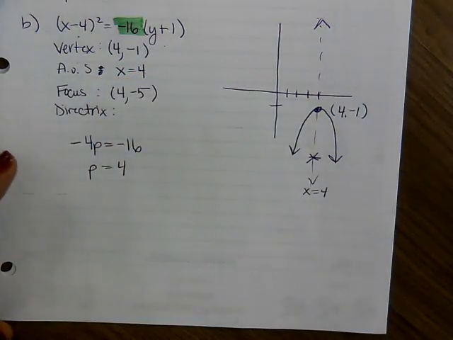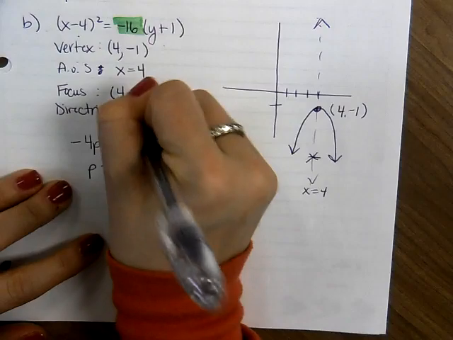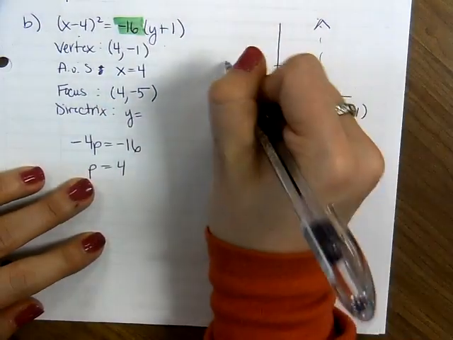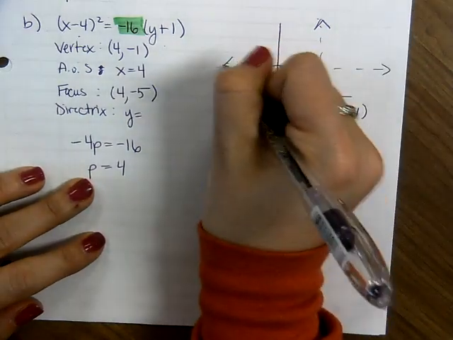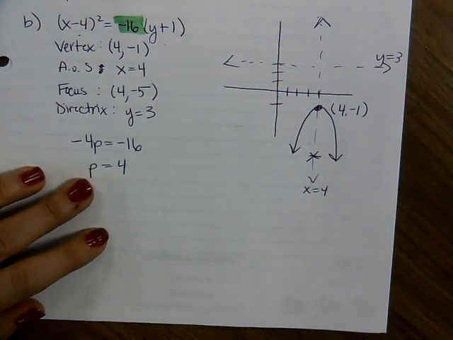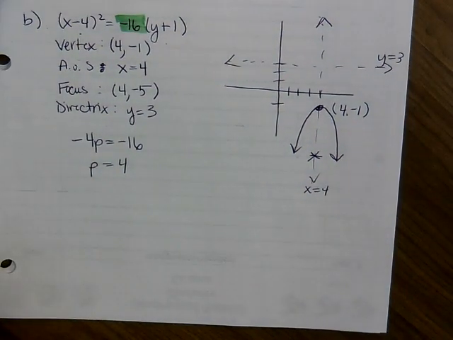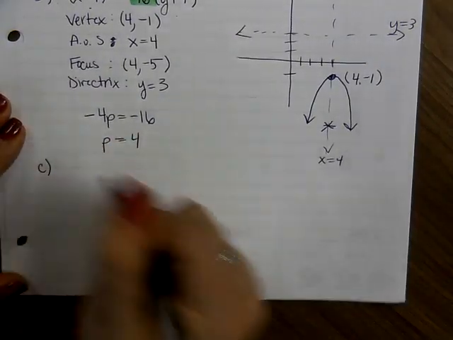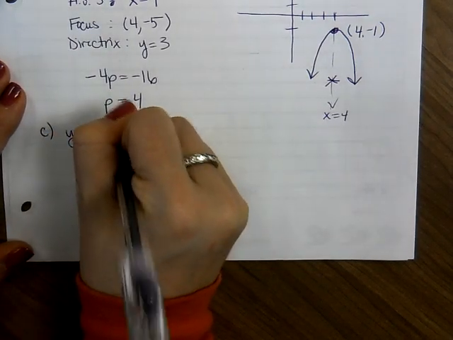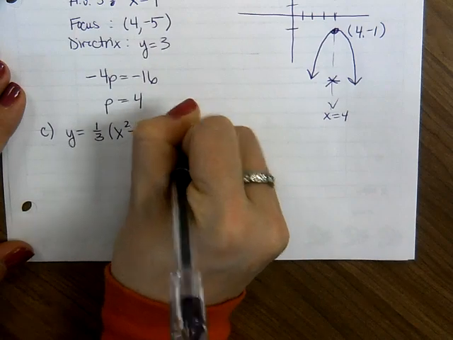Remember, the directrix is a line. It has to be perpendicular. So if your axis of symmetry was x equals, then the directrix has to be a y equals. You count 4 up. So we're going to be at what? Y equals 3. This is a fine sketch. Okay, now let's do a little bit of a harder one. Y equals 1/3 times x squared minus 4x minus 5.